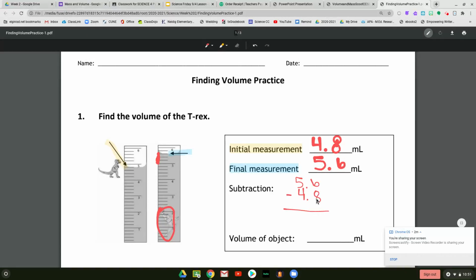All right, so I cannot do 6 minus 8 because 6 is smaller. So I go next door. I take 10 from him. Now there's a 40 here. And I put the 10 over here. 10 plus 6 is 16. 16 minus 8 is 8. I bring down the decimal. And then 4 minus 4 is 0. So the volume of Mr. T-Rex here is 0.8 milliliters. So Mr. T-Rex has a volume of 0.8.